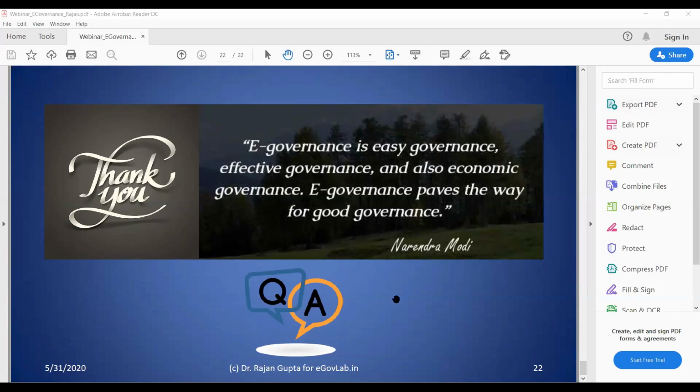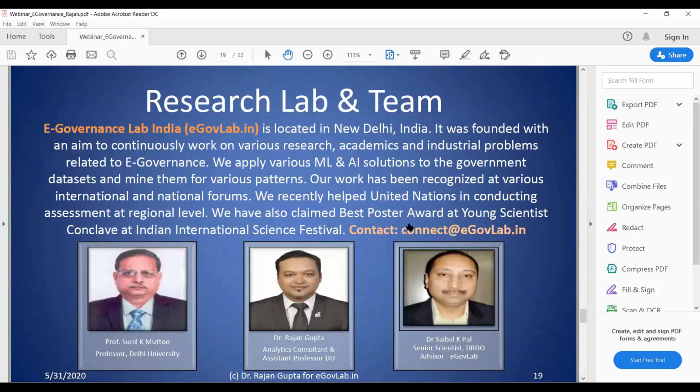Right. I think they can all contact me on connect@egovlab.in. So that's the ID. Okay, that's great. Connect@egovlab.in. So that's a common ID that we all share. So in case one of us is not available, the other person can answer the query. Okay, that's great.